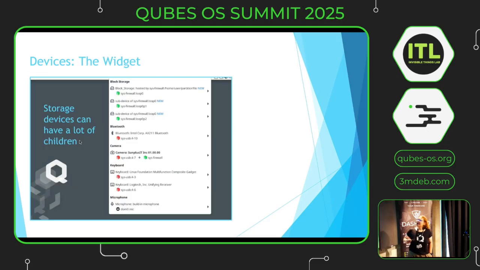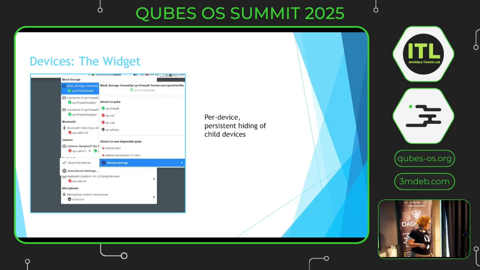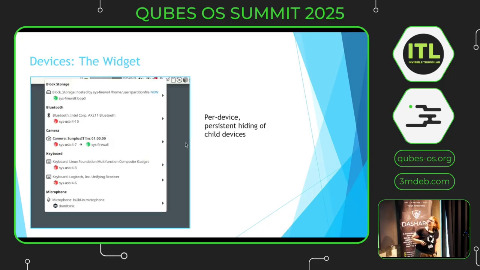One thing is, if you have some storage devices, it's pretty normal for them to have a bunch of child devices, especially if you have a lot of partitions. It can be extremely annoying to use when you connect your trusty USB stick with 15 partitions, and then the widget becomes a bit unwieldy. So there is an option. You can enable persistent per device hiding of child devices. It's here. What it means is every child device of this device is going to be hidden if we enable this. You just get one, not all of them.